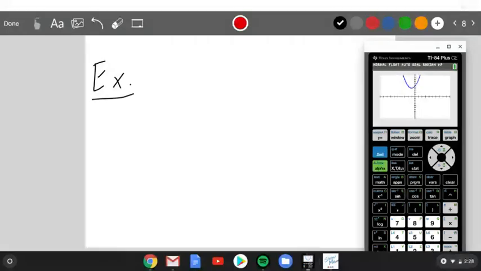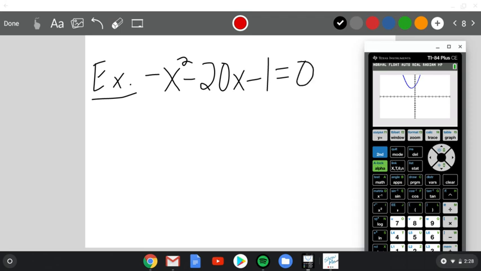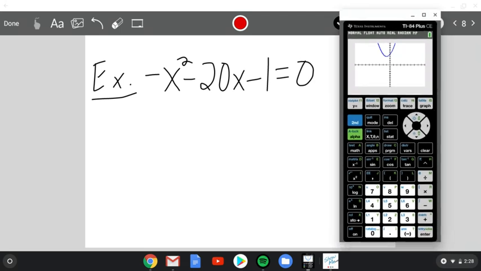Let's do negative x squared minus 20x minus 1 equals 0. And honestly, I didn't try this one out first, so we're going to see what happens here. Y equals negative x squared minus 20x minus 1.